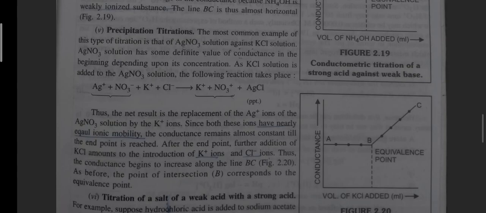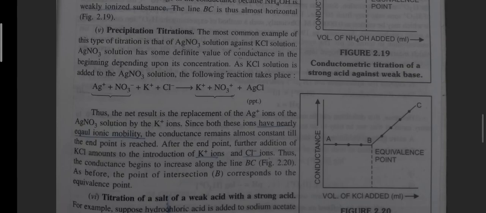Next is precipitation titrations. The most common example of this type of titration is that of AgNO3 solution against KCl solution. AgNO3 solution has some definite value of conductance in the beginning depending upon its concentration. As KCl solution is added to the AgNO3 solution, the following reaction takes place: Ag+ + NO3- + K+ + Cl- gives K+ + NO3- + AgCl as precipitate. Thus, the net result is the replacement of the Ag+ ions of the AgNO3 solution by the K+ ions.